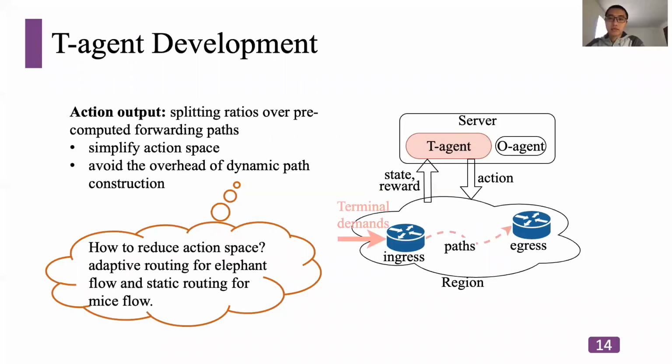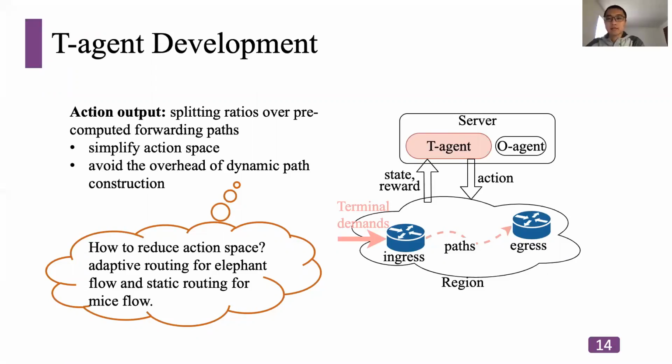Next, we need to design the action output, that is, the routing decisions of the T agent. We use routing decisions which distribute traffic demands onto multiple forwarding paths. To simplify the action space and reduce the overhead of path maintenance, we compute and construct several forwarding paths in advance. These paths connect each pair of ingress and egress nodes. Thus, the action output in our design is a set of traffic split ratios over these pre-computed forwarding paths.